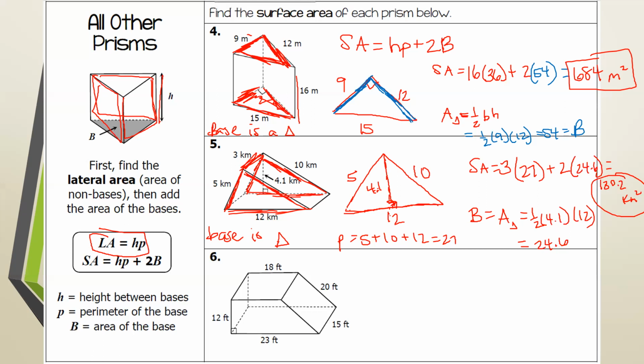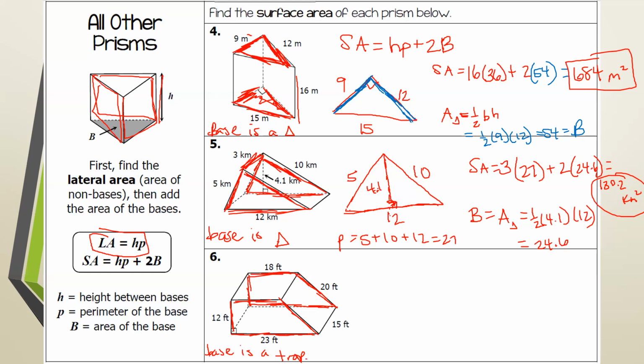Looking at number 6. Okay, number 6, what shape are the bases here? If you said that the bases were trapezoids, you are correct. If you did not say trapezoid, you need to go ahead and double check that, okay? The bases are your parallel and congruent faces. The only 2 faces that are parallel and congruent are these trapezoid sides. So your base is a trapezoid.